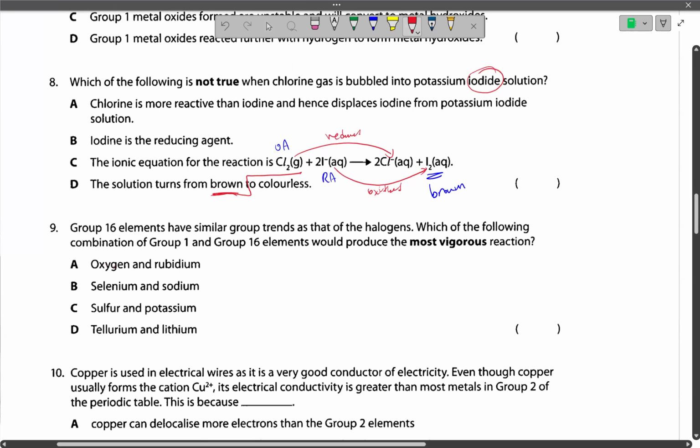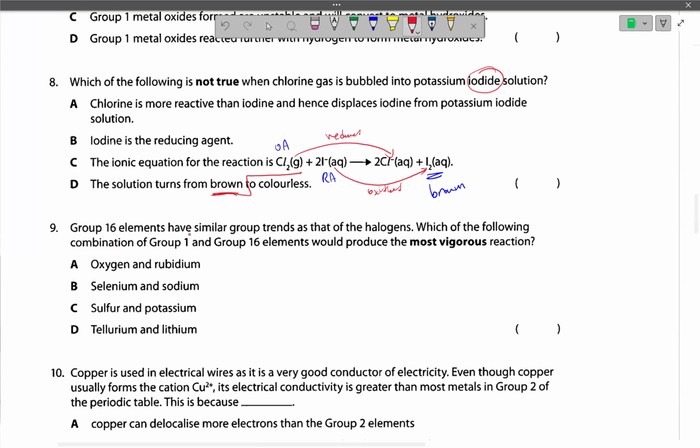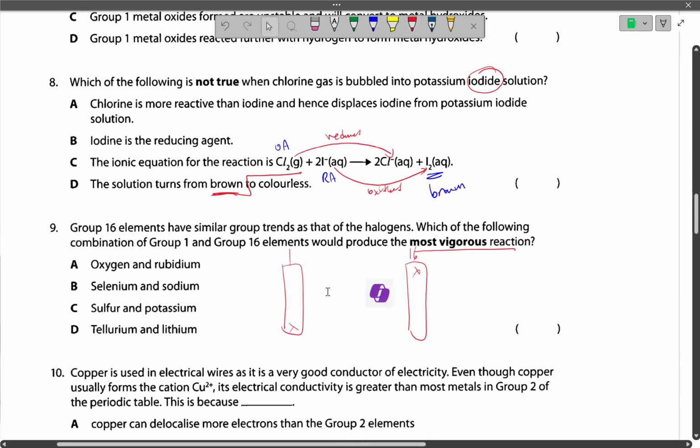Okay, can we move on? Group 16 elements have similar group trends as that of halogens. In other words, going down the group, the reactivity will decrease, right? So for a combination of group 1 and 16, which one will produce the most vigorous reaction? You always look for group 1, the lowest, and group 16 or 17, the highest, opposite. So that will be the most vigorous.